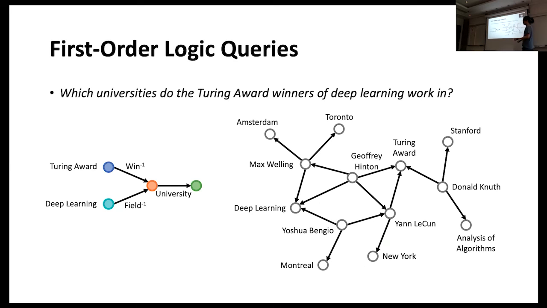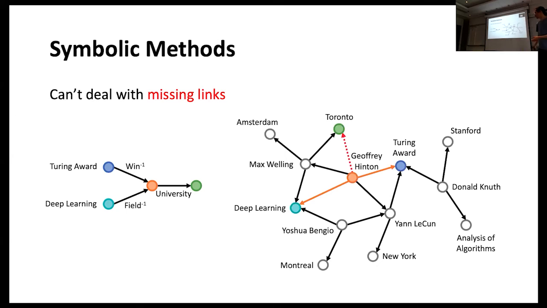But you cannot directly search a pattern in the knowledge graph because the knowledge graph is incomplete and some edges are missing. For example, if you consider a symbolic algorithm from the graph database community, you just search this subgraph in the large graph. You start from the Turing Award, start from deep learning, and then try to search this subgraph. But we cannot reach the answer because some link is missing. Like we found that in the large graph, the link between Geoffrey Hinton and the University of Toronto is missing. So we cannot search this pattern directly on the large graph.